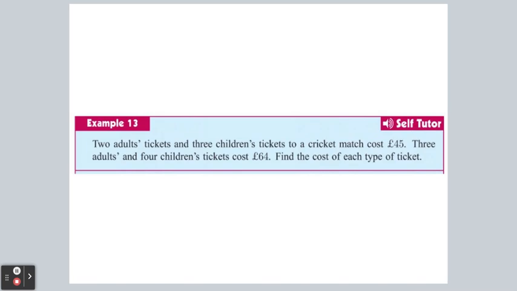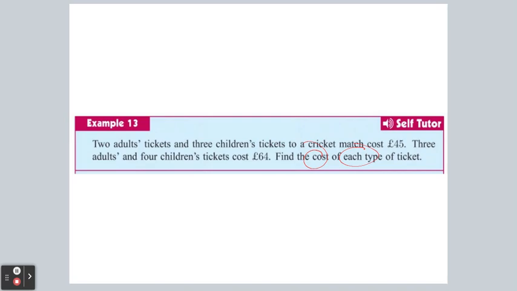I'll circle stuff that I think is really relevant here. Cost, that tells us what we're looking for. We're not looking for the number of adults' tickets and the number of children's tickets that were sold. We don't have the information to work that out. We're looking for a dollar, or in this case, a pound amount. Okay, fine. And it also says each type of ticket. That's actually important as well.